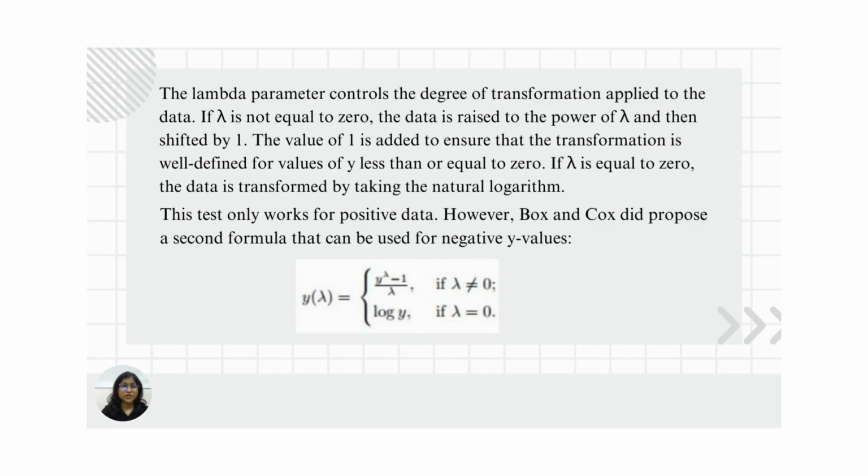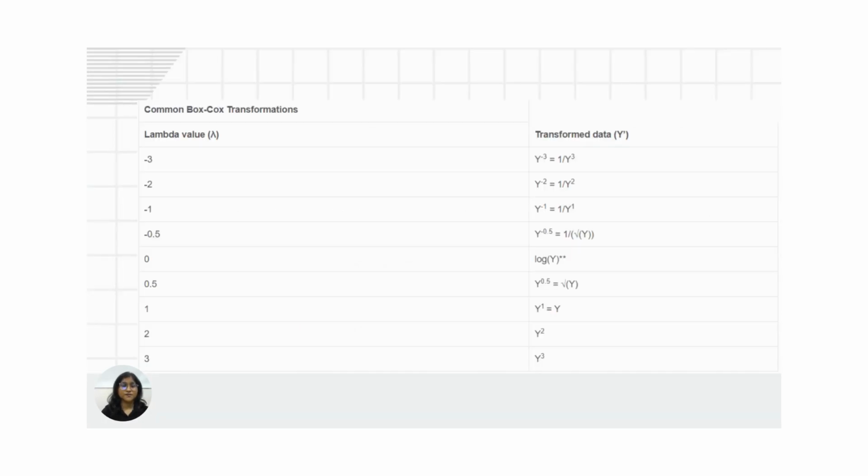The lambda parameter controls the degree of transformation applied to the data. If lambda is not equal to 0, the data is raised to the power of lambda and then shifted by 1. If lambda is equal to 0, the data is transformed by taking the natural logarithm.